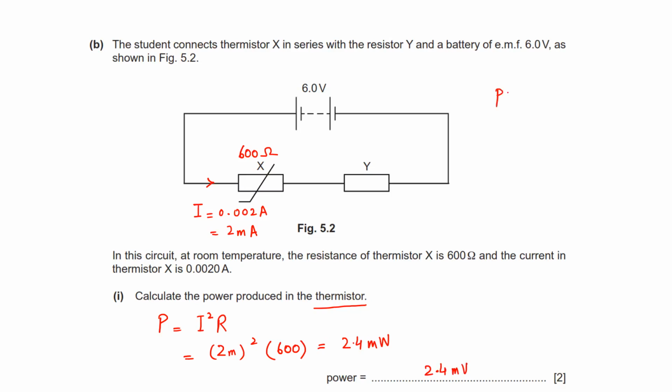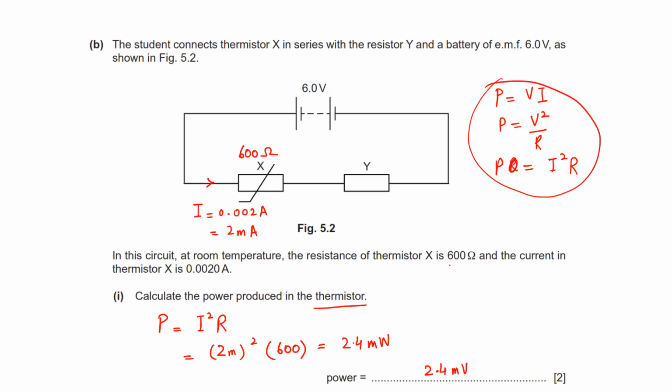Remember, there are three formulas: P equals VI, V squared over R, and I squared R. These are the three formulas you can use to calculate power produced in any passive component, whether a resistor, thermistor, or a light dependent resistor, LDR. You can always use them depending on the values you are given. We are given the current through the thermistor and its resistance, so the easiest way is to use these two values.